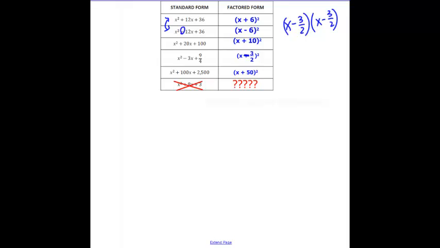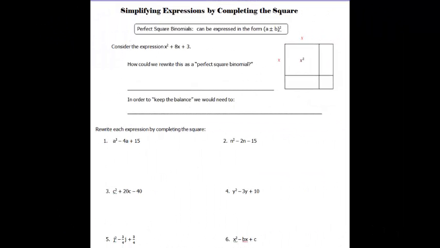The final one here cannot be expressed as a product of a perfect square binomial as it stands, but we're going to learn how to fix that. So the ones above are actually called perfect square binomials because they're a binomial that's a perfect square. If we define it, a perfect square binomial can be expressed in the form a plus or minus b squared. And we already said that this cannot be done right there.